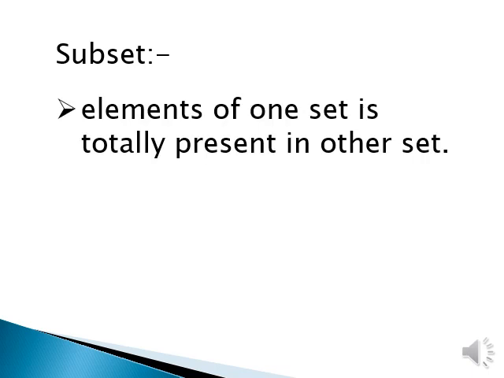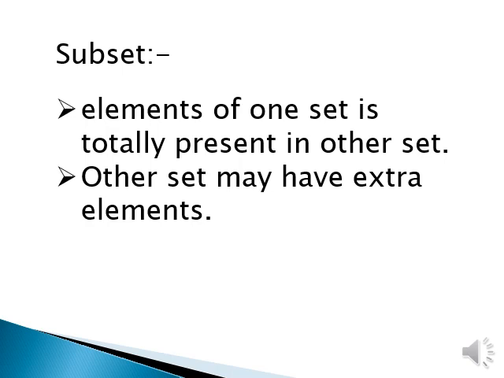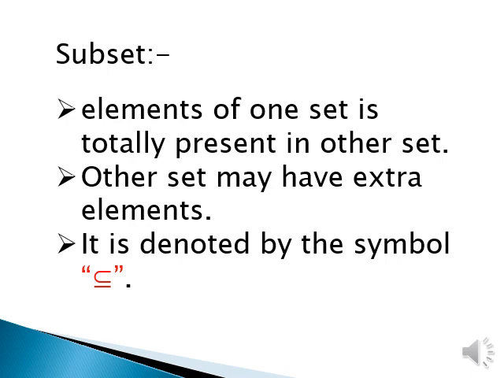If elements of one set are totally present in another set too, then we say the first set is a subset of the other. The other set may have extra elements also. It is not compulsory that the other set will have extra elements. It can be equal to the first set or it may have extra elements. It is denoted using the symbol given here in red color.